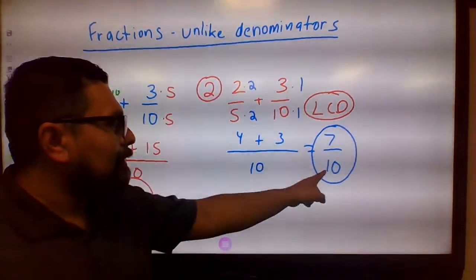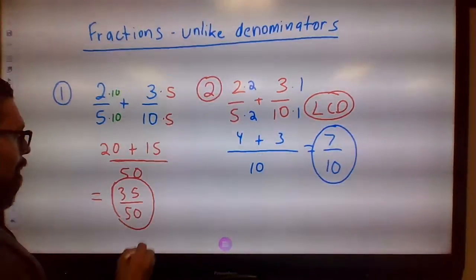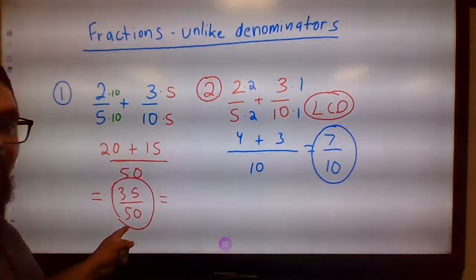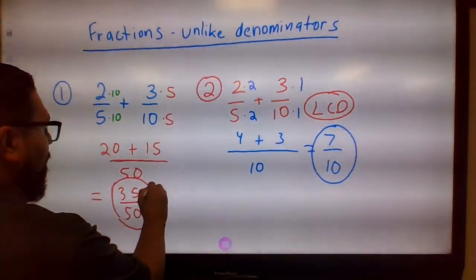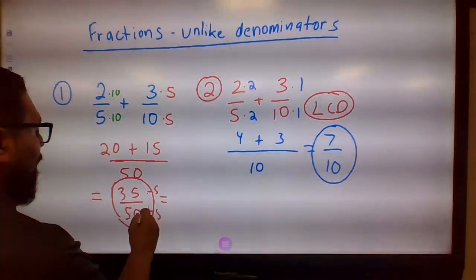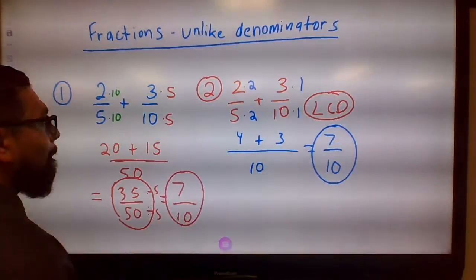And you're like, wait a second, this is not the same as this. Yes, it is. When you simplify this, I didn't tell you to simplify it, but when you simplify this, you divide this by 5, divide this by 5, you're going to get 7 over 10. Bingo.